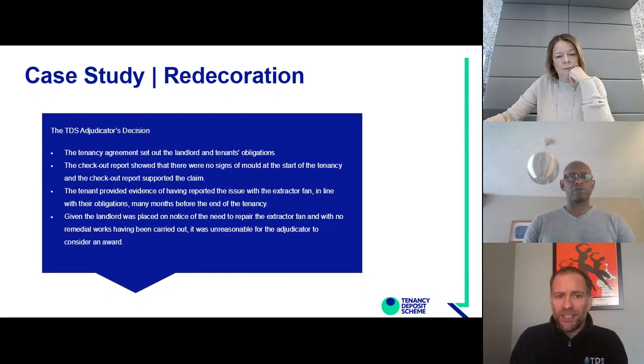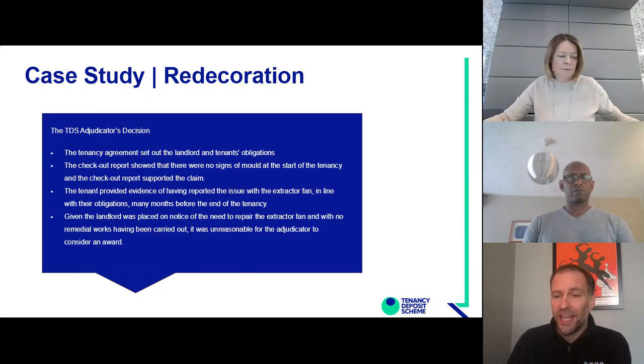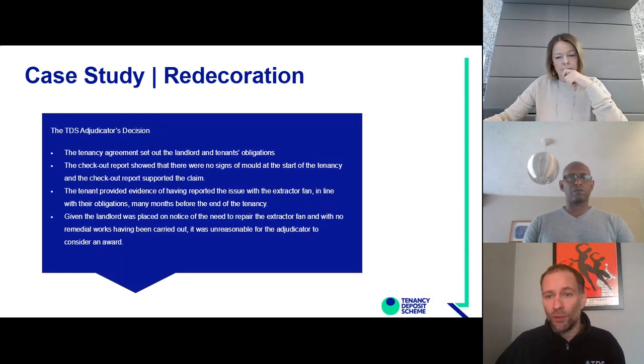Well, the tenancy agreement sets out the landlord's and the tenant's obligations. The check-in report shows there were no signs of mould at the start of the tenancy, but the checkout report showed this significant mould problem. The tenants provided evidence that they had reported the issue with the extractor fan in line with their contractual obligations. And they did this many months before the end of the tenancy. Sometimes tenants make the report right at the end. They make it literally in the week before they vacate.